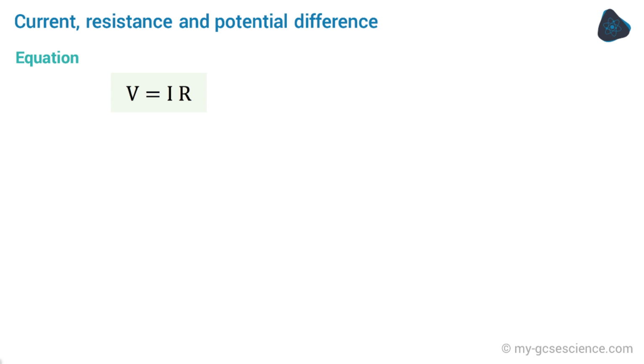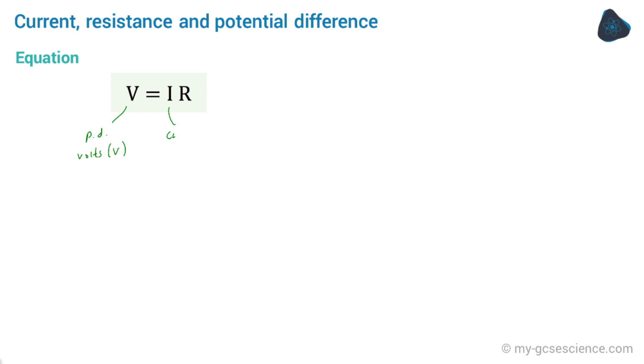Now that we know what potential difference and current are, let's have a look at how these two important quantities are related by something called electrical resistance. Now this is the equation linking V, I and R. V here stands for the potential difference between 2 points in a circuit. It's measured in volts, capital V.